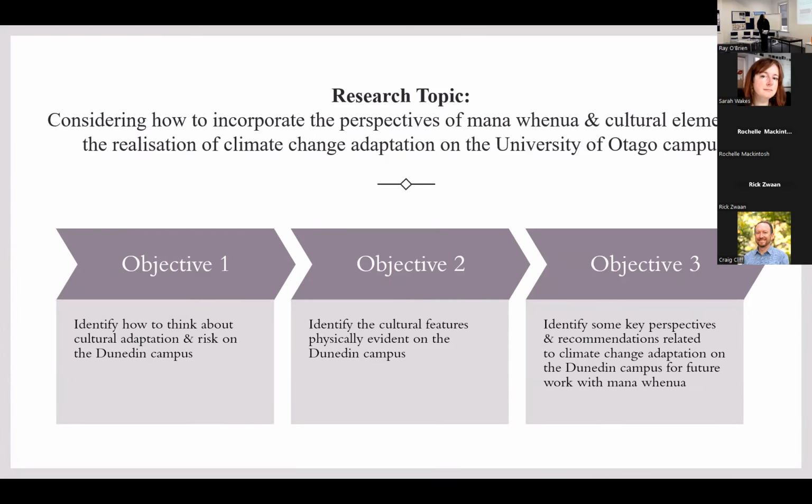So from that, we decided that our scoping project needed to consider how to incorporate the perspectives of mana whenua and cultural elements in the realization of climate change adaptation on the University of Otago campus. So to do this, we came up with 3 objectives. Objective 1 looked at identifying how to think about cultural adaptation to risk on the Dunedin campus. Objective 2 looked at identifying the cultural features physically evident on the Dunedin campus. And objective 3 looked at identifying some key perspectives and recommendations related to climate change adaptation on the Dunedin campus for future work with mana whenua.